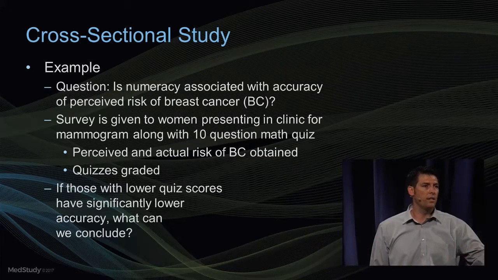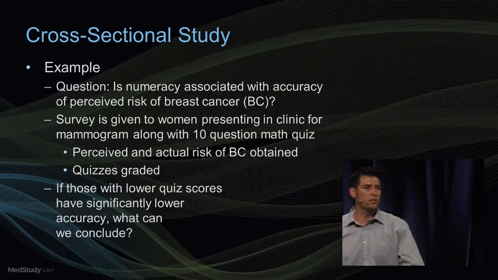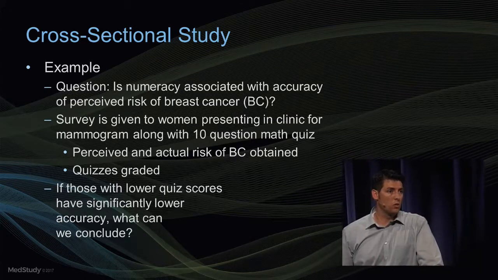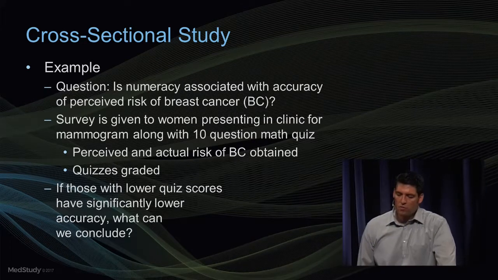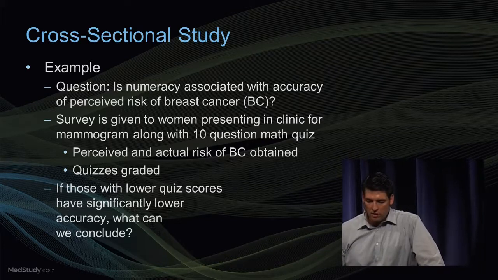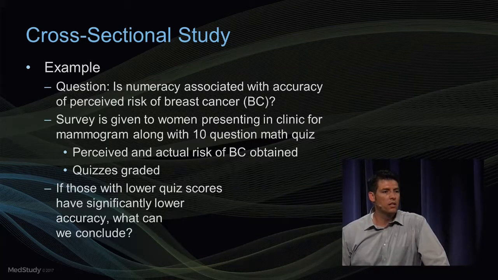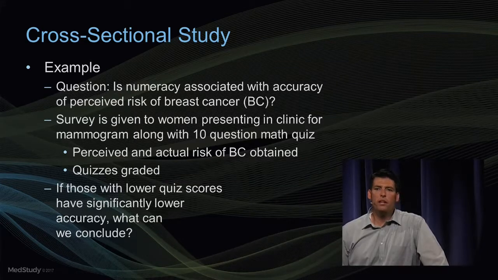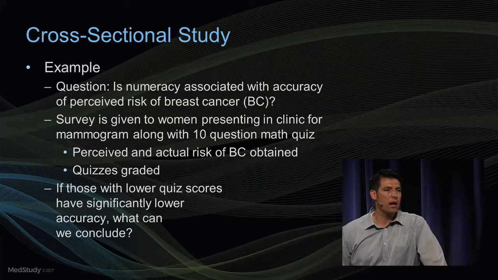What was their score on that 10-question math quiz? Was it a high score or a low score? So suppose those with lower quiz scores have significantly lower accuracy, what can we conclude about that? Well, we can conclude that we observed an association, but we can't make statements about what caused what, right?